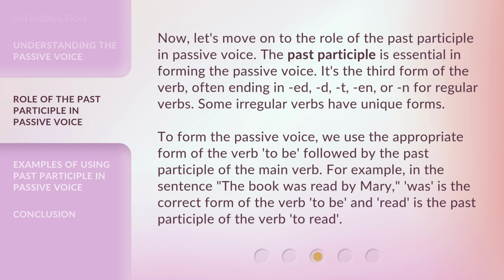To form the passive voice, we use the appropriate form of the verb "to be," followed by the past participle of the main verb. For example, in the sentence, "The book was read by Mary," "was" is the correct form of the verb "to be," and "read" is the past participle of the verb "to read."